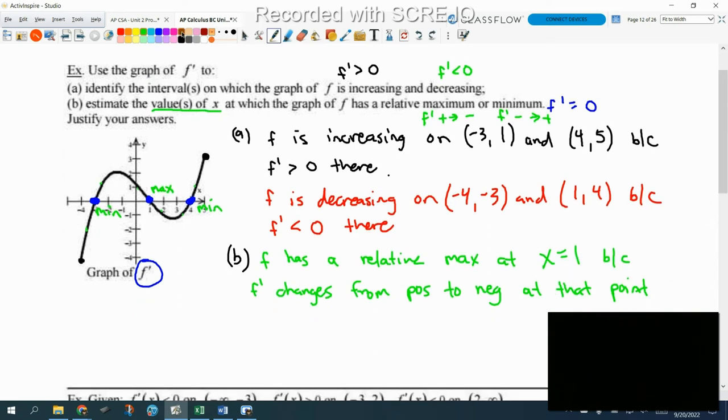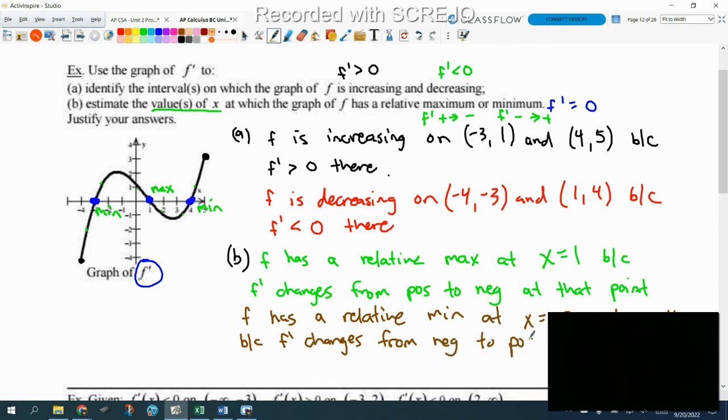All right, and then the last one is f has a relative min at x equals -3 and x equals 4. And the reason is because f prime changes from negative to positive at that point.